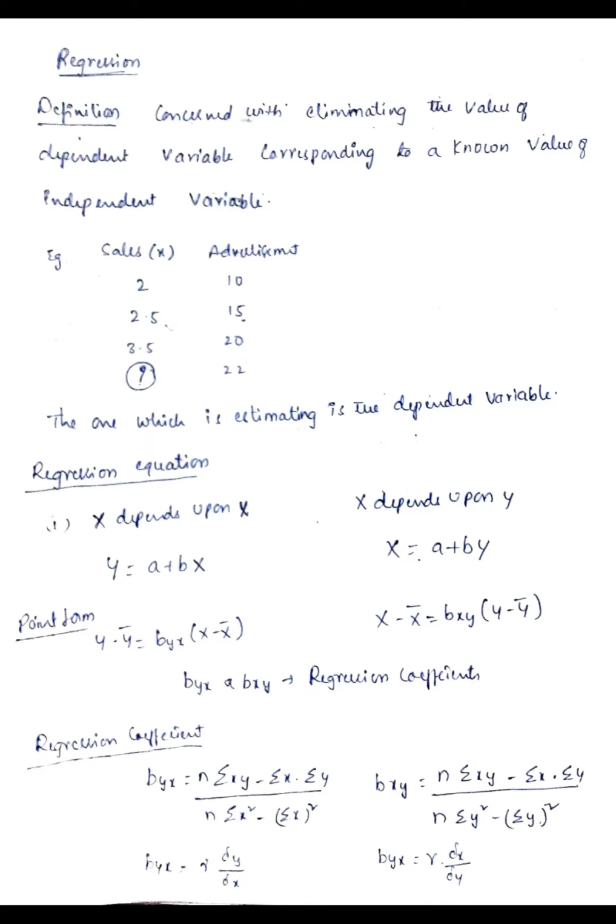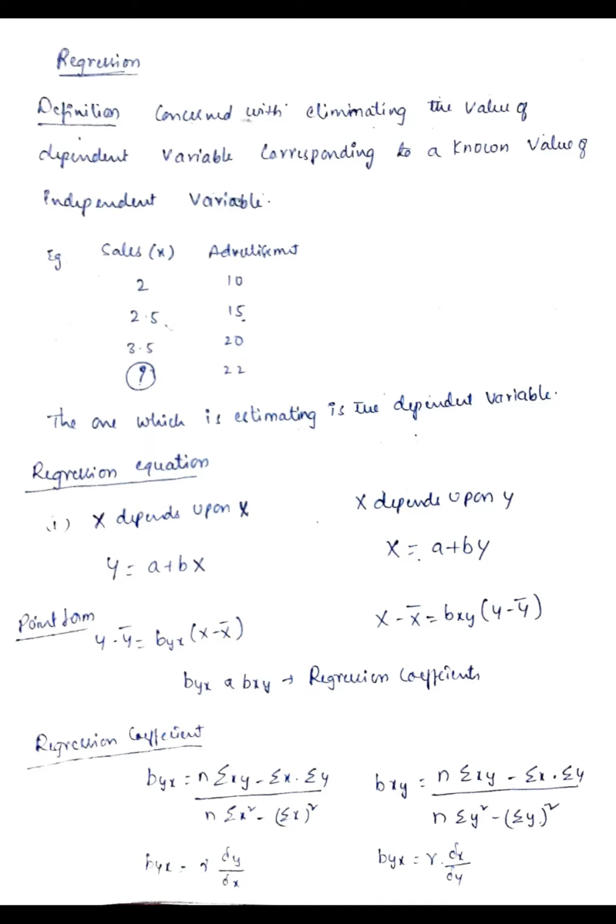Here the sales become the dependent variable and advertisement becomes the independent variable. Sometimes it becomes vice versa. Then you may ask how we have to find out the dependent variable or the independent variable. Remember this one concept: the one which is being estimated is the dependent variable. That's it. Which one you want to estimate, that is the dependent variable, and the other one is the independent variable.